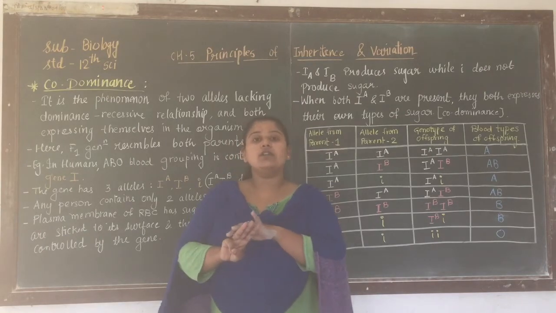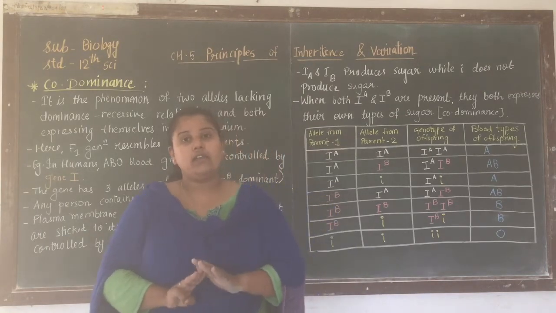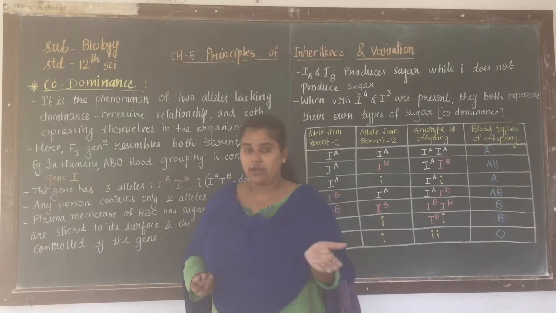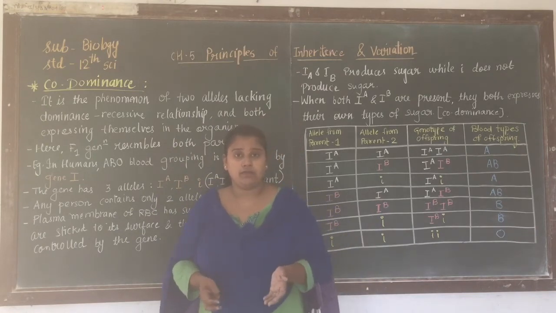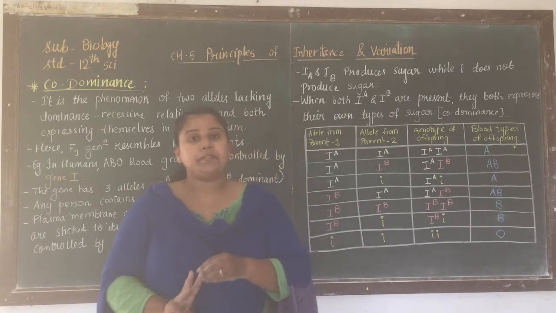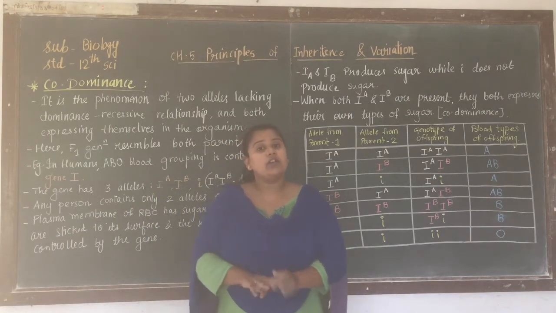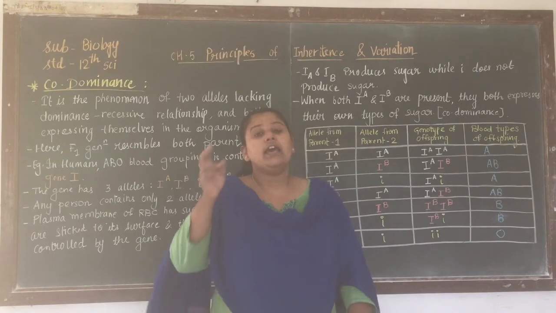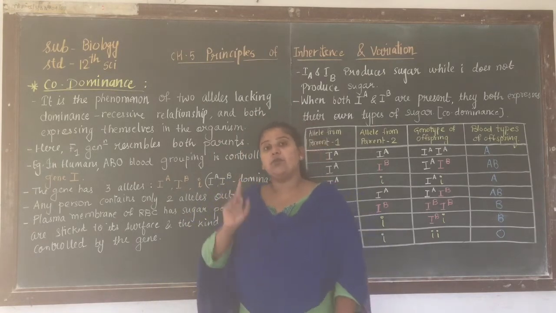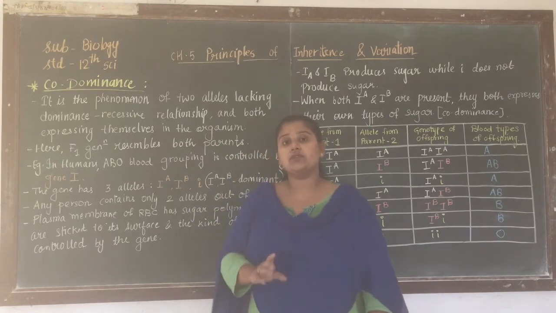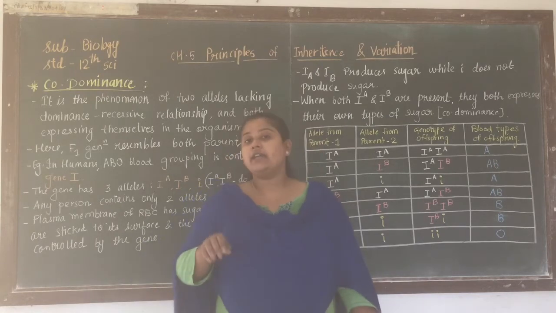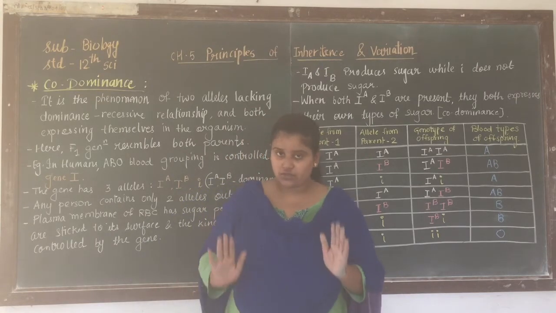Amongst these 3, any 2 of the alleles are present in a human, in any person, right? And amongst them, capital IA and capital IB are both dominant over small i. Capital IA and capital IB both have the tendency to produce their own sugar, but small i does not have the tendency to produce sugar.